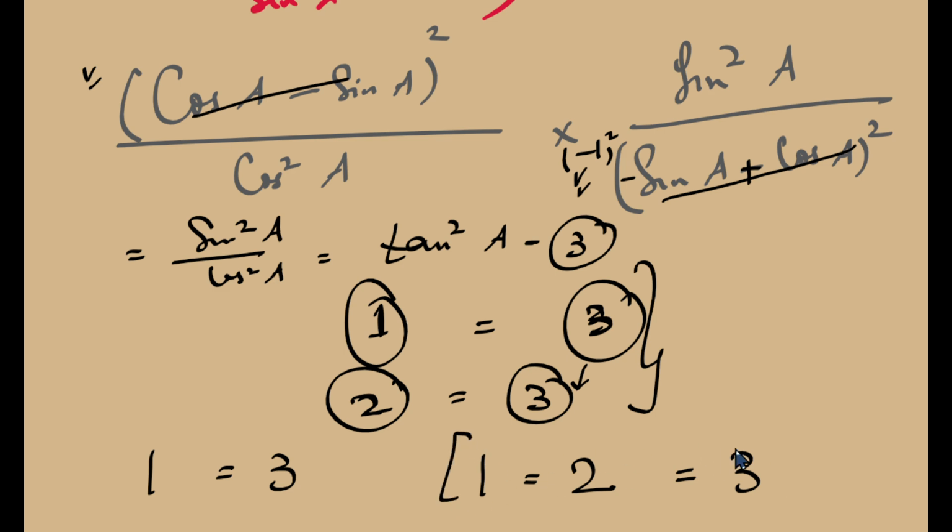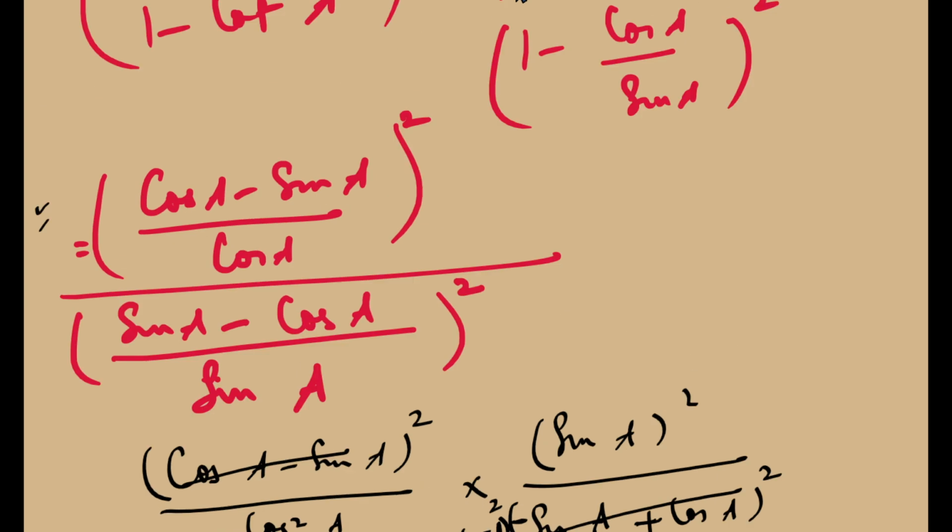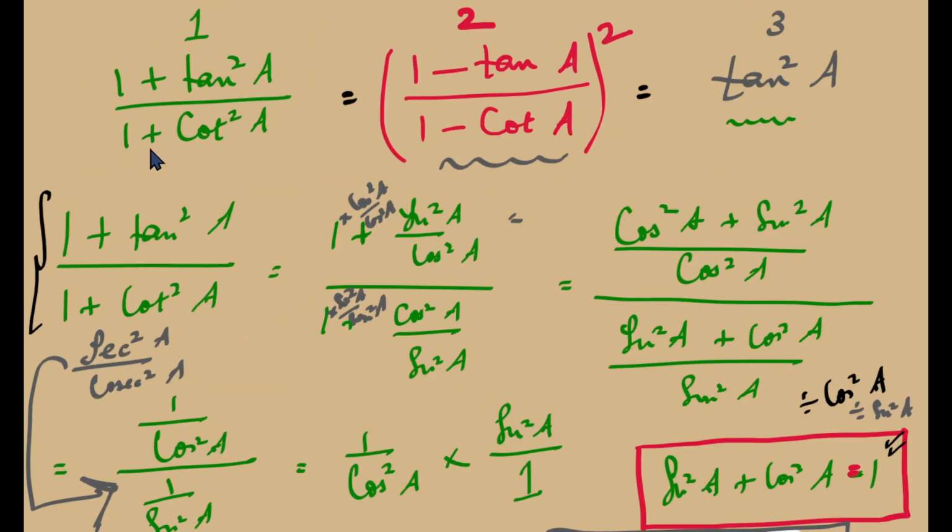So we have proved what we began with. We began with 1 plus tan squared a by 1 plus cot squared a. First we proved that this is equal to tan squared a, and on the second page we took the second expression, and we also proved that this is equal to tan squared a, and hence we have proved that all the three are equal to one another. I hope you followed this procedure.